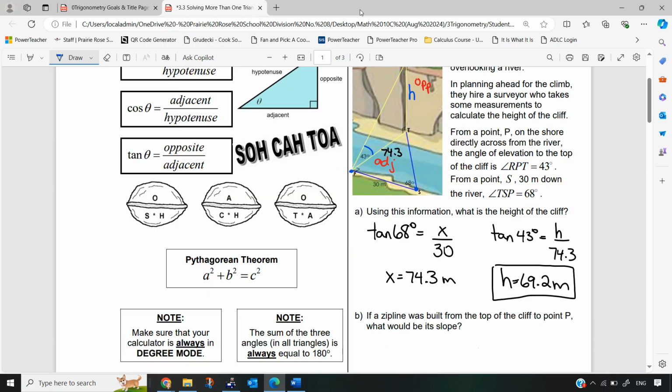So in part B, we're asked to determine what the slope would be if a zip line was built from the top of the cliff to point P. Well, the formula for slope is rise over run, which is our vertical distance divided by our horizontal distance. In this case, our vertical distance is 69.2 and our horizontal distance is 74.3. Now again, these are both rounded values, so we want to try to keep those numbers exact in our calculator.